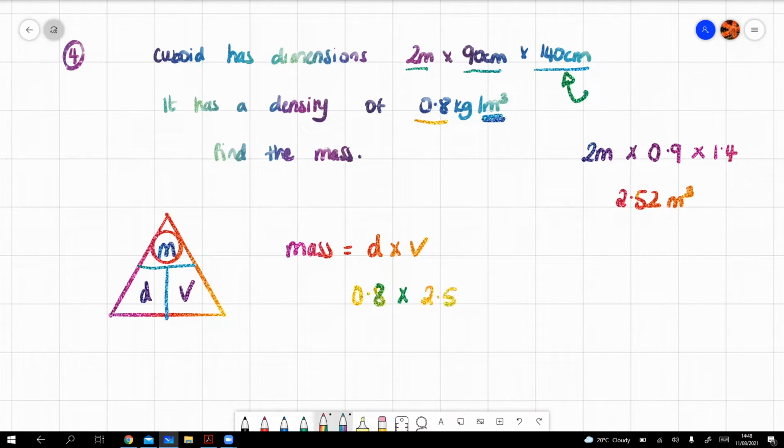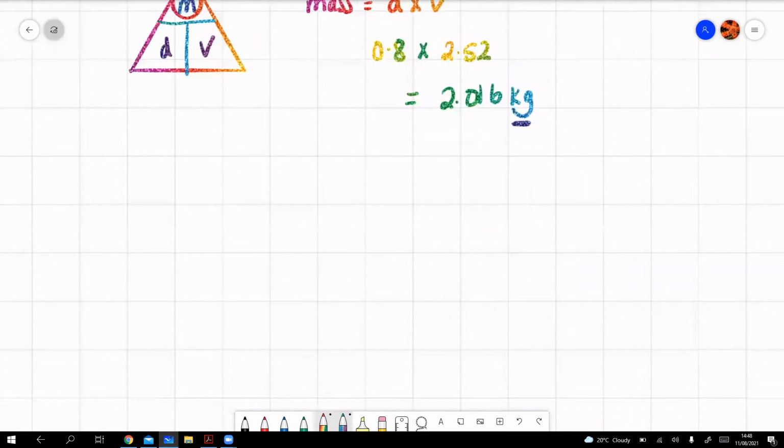So now I can times that, because they're both in the same units, by 0.8. And when I do that, on my calculator, I end up with 2.016, and the measurement would be just kilograms because mass is just weight, okay? And density was in kilograms, so obviously that is going to be in kilograms. Okay, lovely. Let's have a look at another example then.